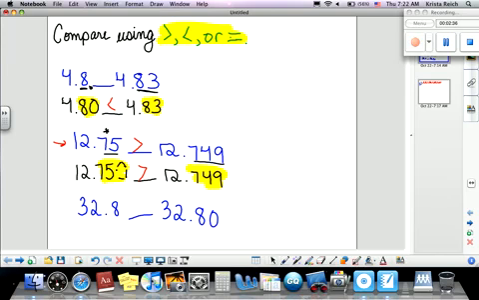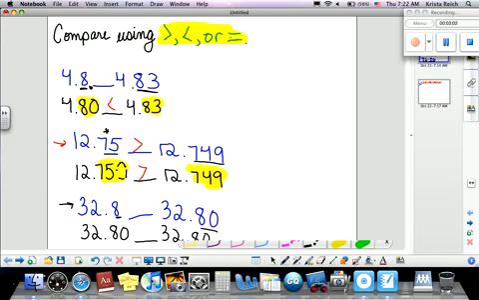Then in this last example here, okay, we have 32.8 and 32.80. Again, I notice that I only have tenths here and I have hundredths shown here. So I'm going to annex the 0, making this 32.80, and this one stays the same. And look at that. If I look at those two numbers at the end, I notice that they are in fact equal, which means these two numbers are equal.